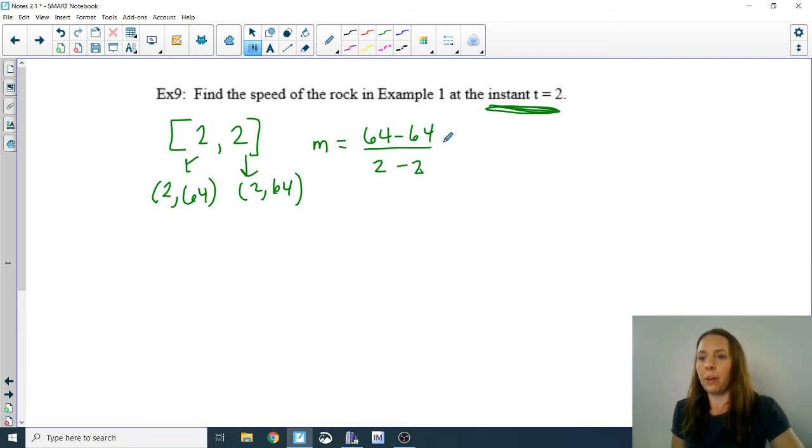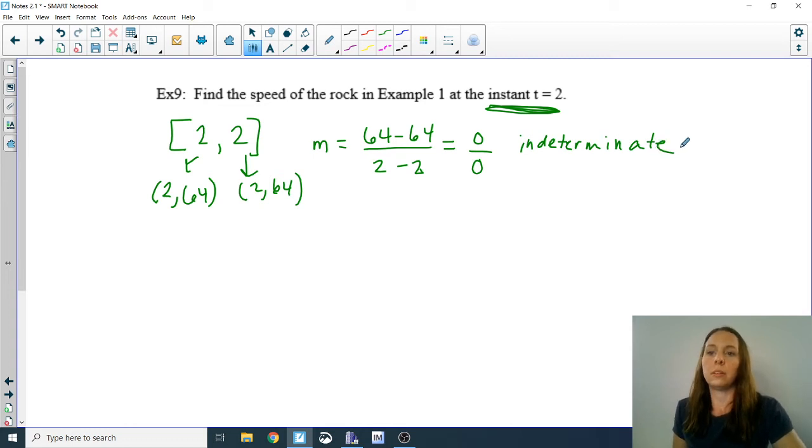Now that that's written out, I hope you notice what has just happened. What we are getting here is 0 over 0, which you should recognize from the first part of this lesson as an indeterminate form. What that means is there is an answer to this. We should be able to get the answer, but we can't get it just by straight subbing these points into our slope formula. So we need to begin to think about finding this answer as a limit.